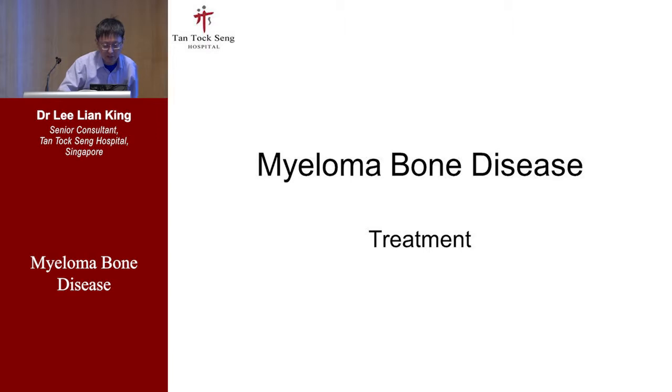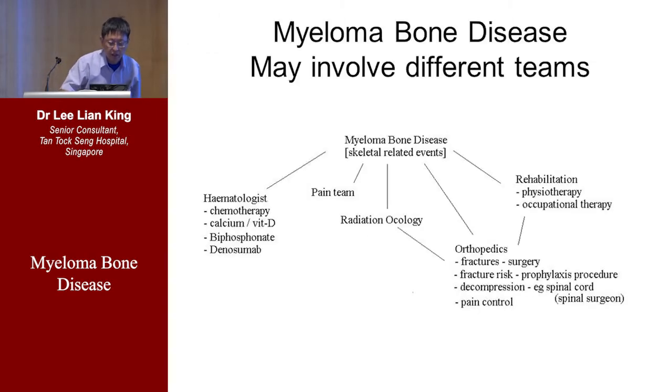So how about the treatment side? Now, the treatment for myeloma bone disease will involve many different teams. One doctor alone cannot possibly deal with so many problems. Normally, myeloma is treated by hematologists, who tend to be the main doctor, and some oncologists also treat multiple myeloma with chemotherapy, calcium, bisphosphonates, and denosumab to strengthen the bone. We also need help from the pain team. There are specialist doctors in the hospital that deal with pain control.